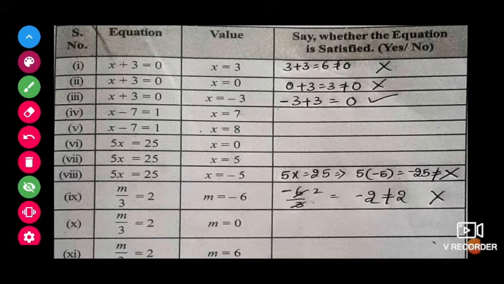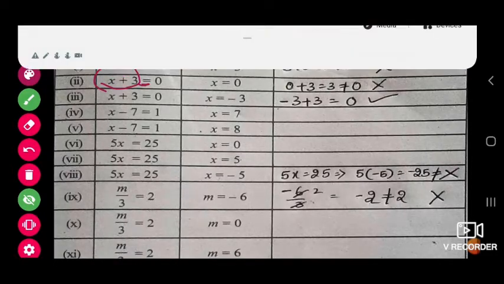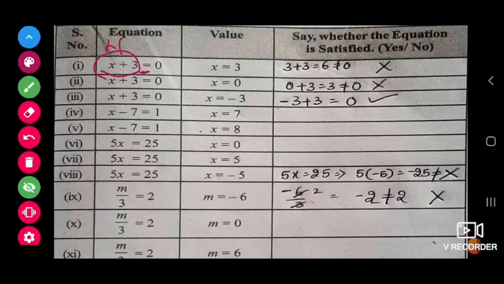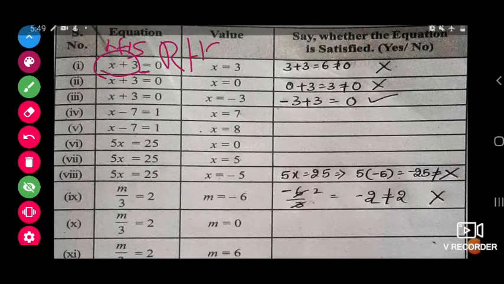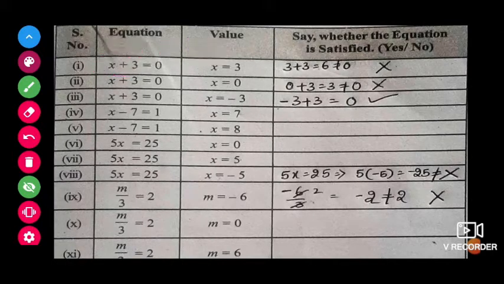Left hand side, right hand side means children, if we take the equal symbol, the part on the left is called LHS, left hand side. The right hand side part is called RHS. Okay, now go for the second column.